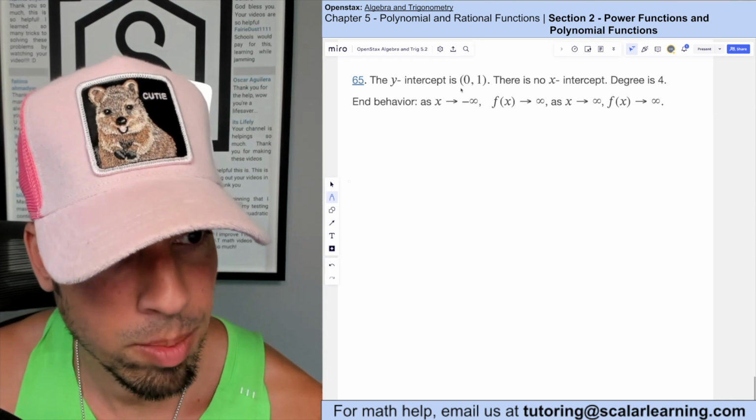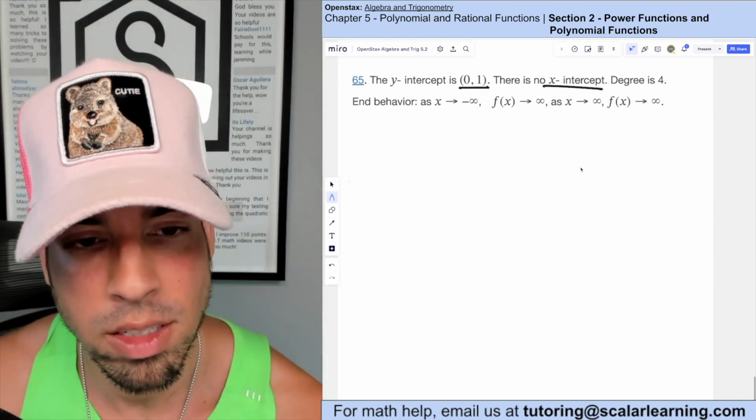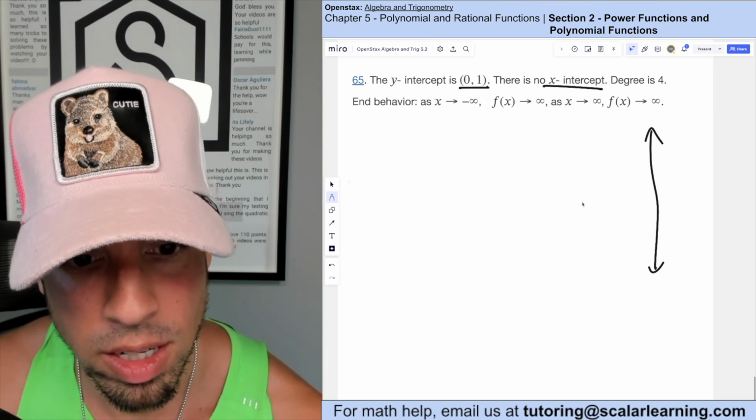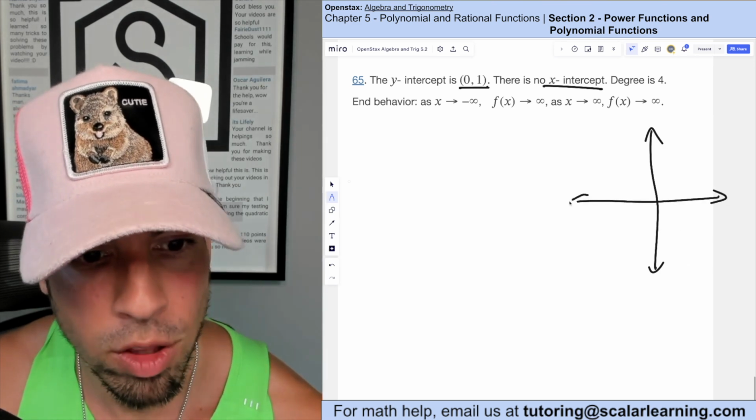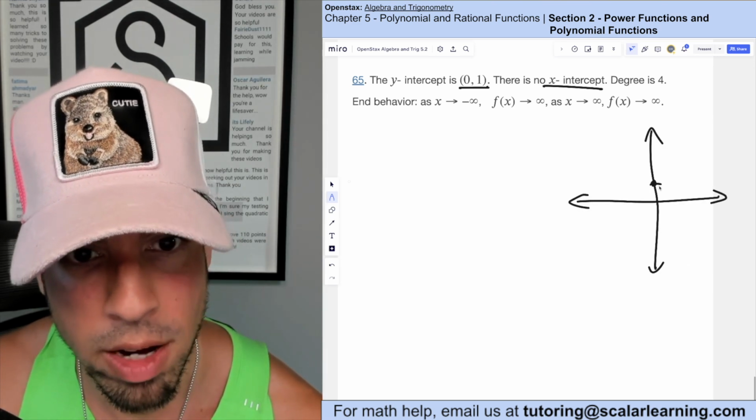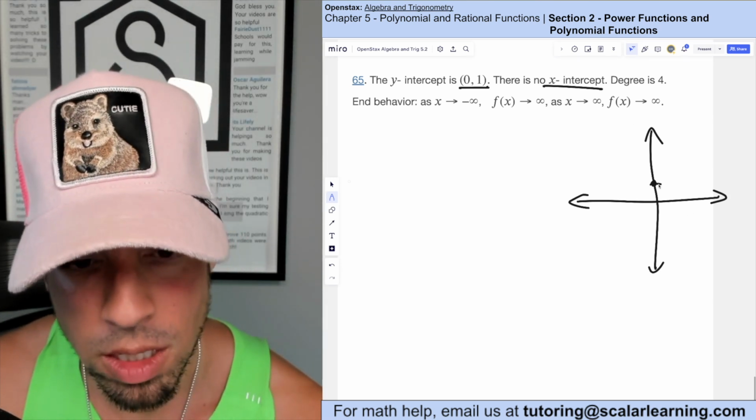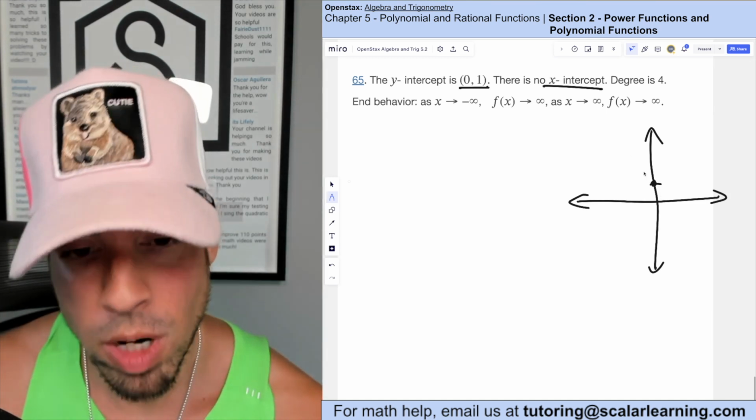Boom, done. So for this one, we've got a y-intercept of 0, 1, and it says there's no x-intercept. So what does that mean? That means if we were to graph this out, it's looking like we're going through here, let's say a 0, 1 for the y-intercept, and it's never hitting the x-axis, no x-intercept, meaning it's probably going up and up in both directions, never going down.